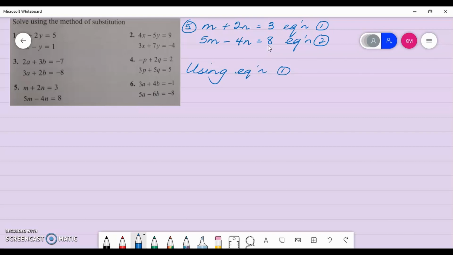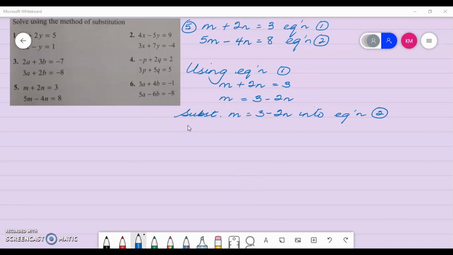So I get m plus 2n equals 3. And I'm going to make m the subject of my equation here. So m is equal to 3 take away 2n. So I'm going to substitute m, which is 3 take away 2n, into equation 2.